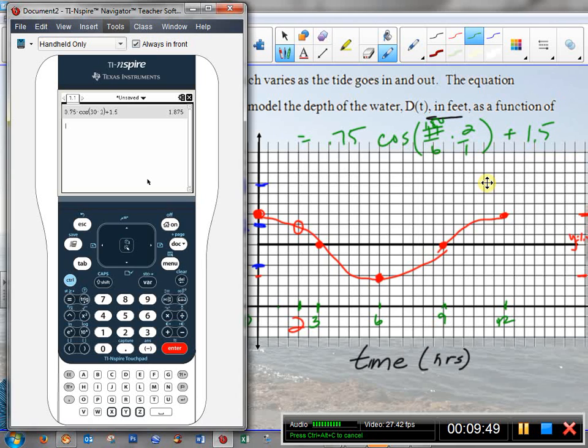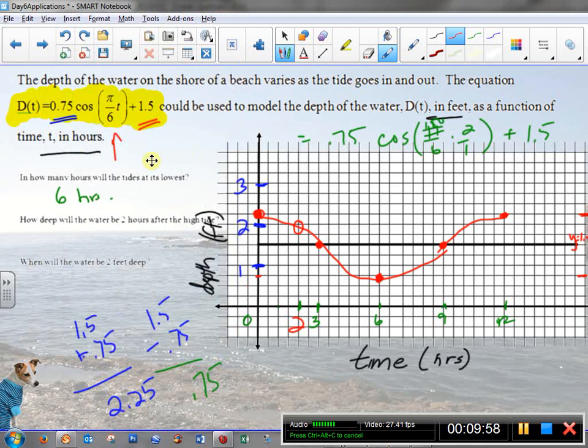Well, I just found my y value, actually being my depth in this case. So the answer here is 1.875 feet. I'm going to jot that down. I don't have any rounding instructions, so I'll leave it at that exact value. And then the question says, when will the water be 2 feet deep?